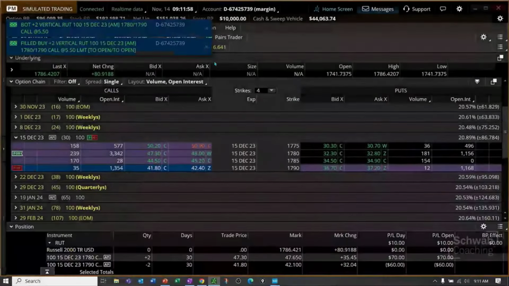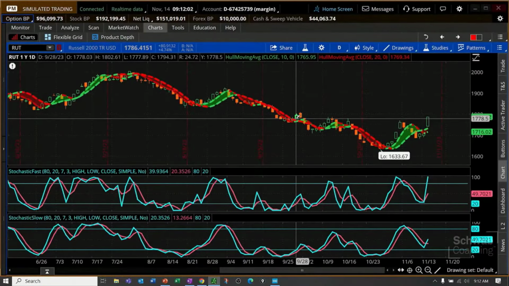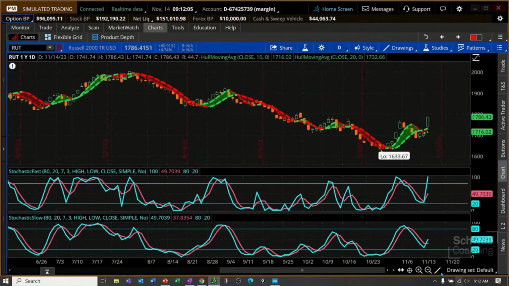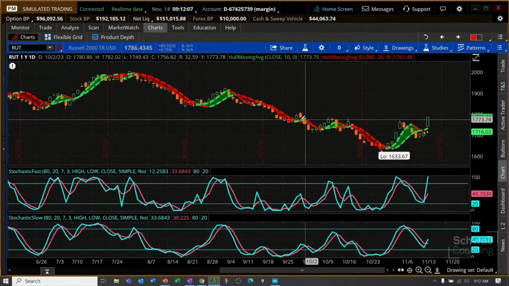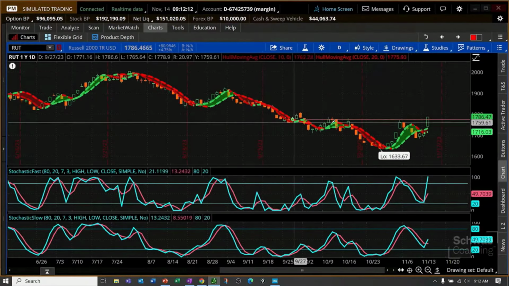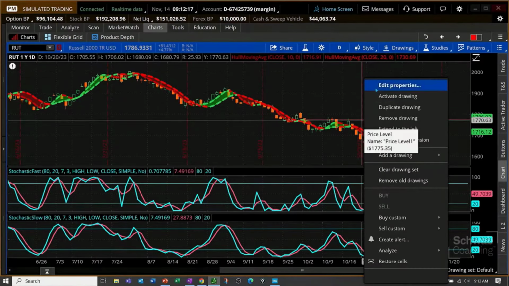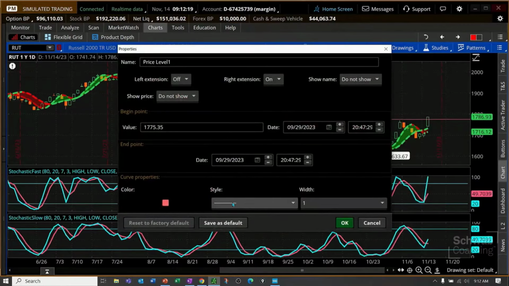Now, here's the deal. We're going to send that order. We're going to go back and take a look at the position. Now, if we're talking about what we call path of least resistance, what does that even mean? Well, if you break a level of resistance, where might it try to go to? Now, what I'm going to do is right click on this line, edit properties. I'm going to make that line a little thicker, maybe make a little highway strip. And I'm also going to make it show the price so that you can see it. And I'm going to make it an orange line.